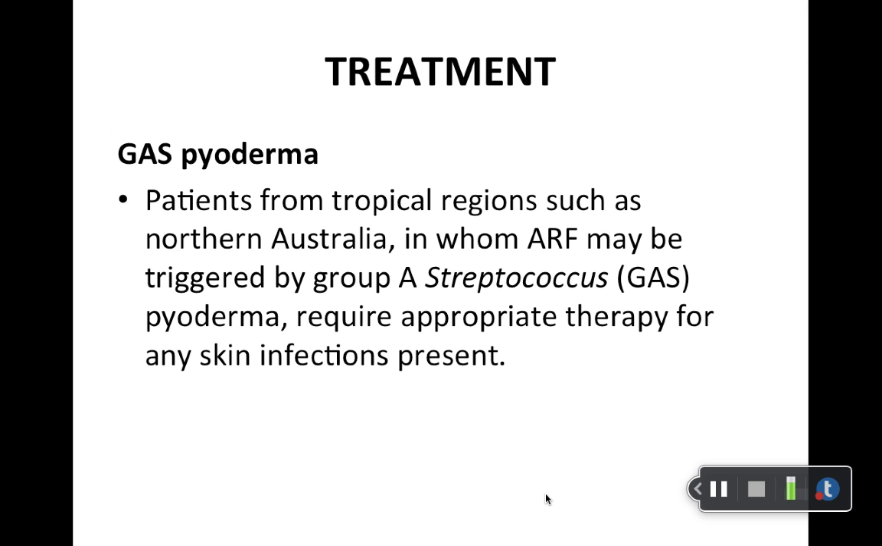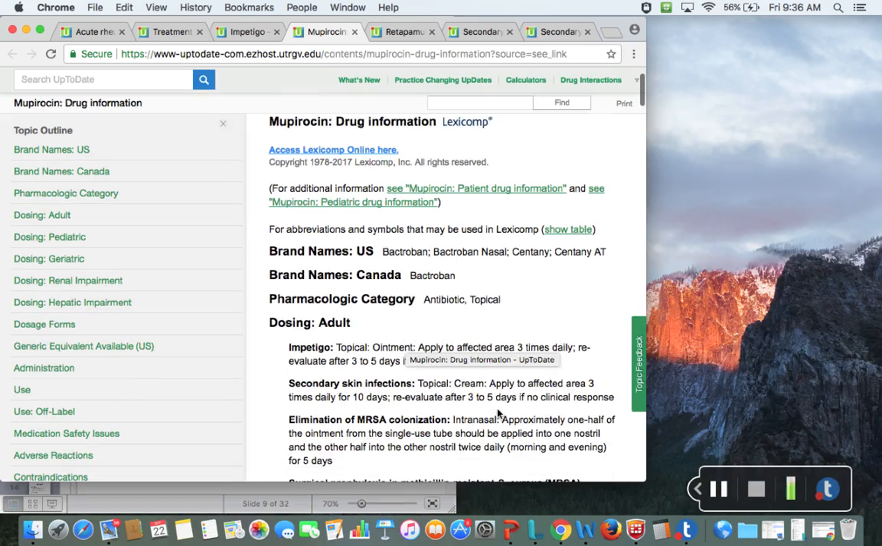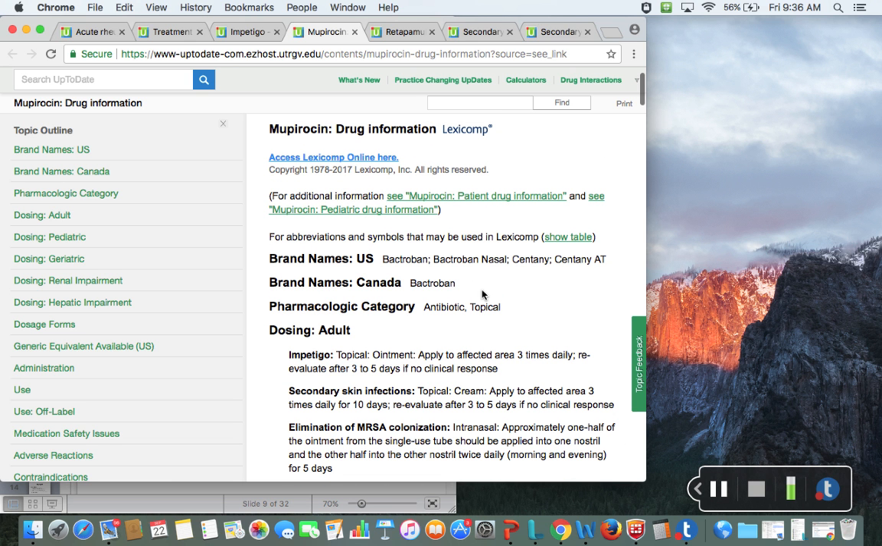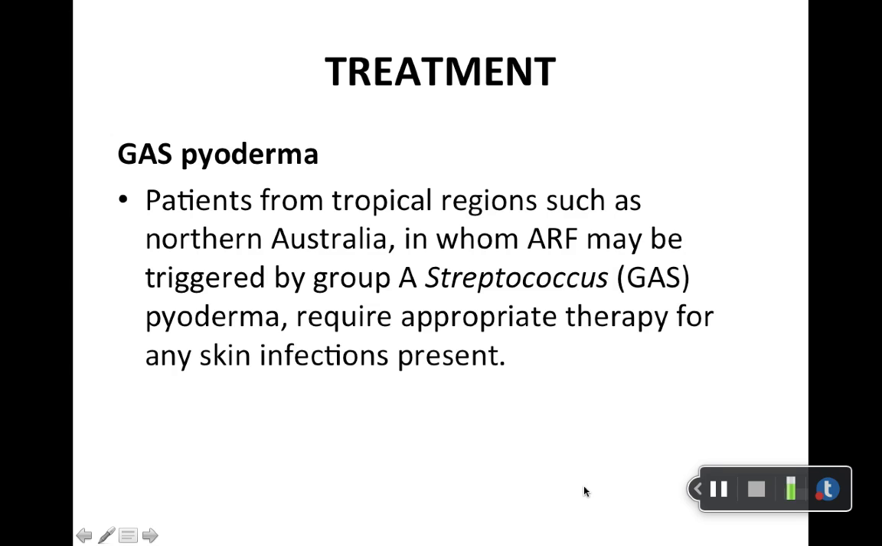And that's usually 3 times a day for 5 days. Let me just double check that real quick. Okay, yeah, pulled it up on UpToDate. It's going to be 3 times a day for 3 to 5 days, but the guidelines recommend actually 5 days. I read about it earlier. And this is the Bactroban, like I said, mupirocin.